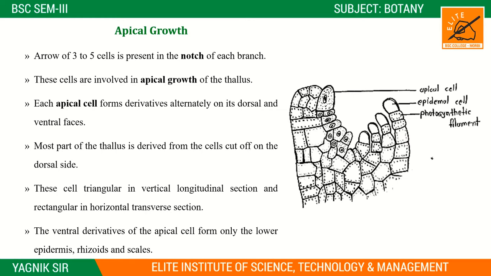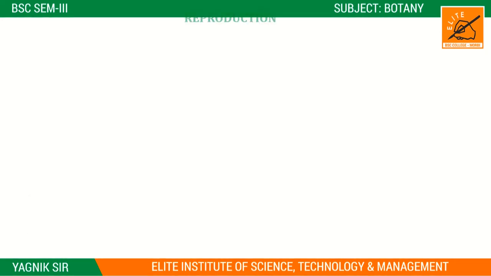Lower epidermis, rhizoids and scales. These three parts are formed on the ventral face, the ventral side.